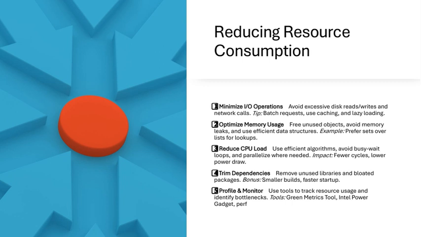Using tools like the Green Metrics tool, Intel Power Gadget, or perf allows us to track resource usage and identify bottlenecks. This way, we can make data-driven improvements and ensure our systems run as efficiently as possible. All these strategies connect back to our overall goal of building more sustainable, efficient, and high-performing systems that meet modern demands.